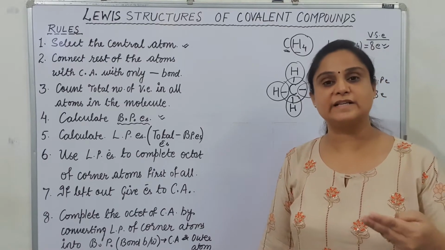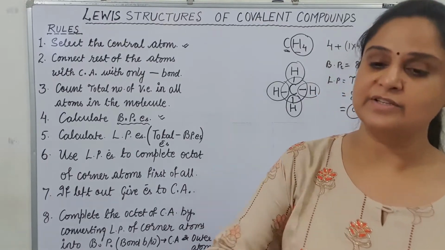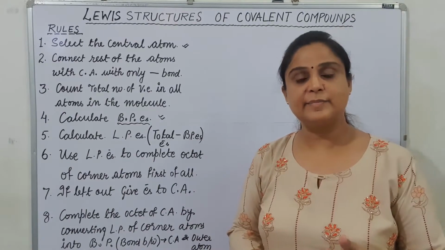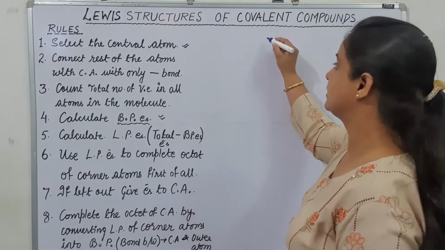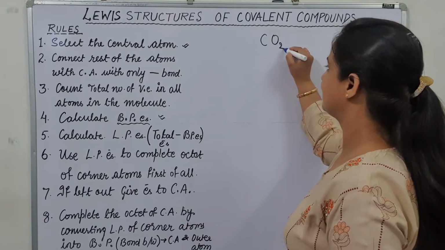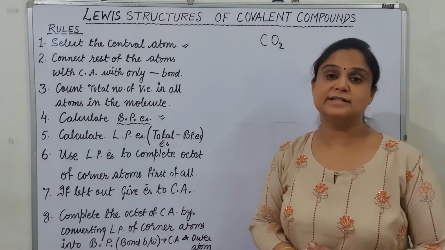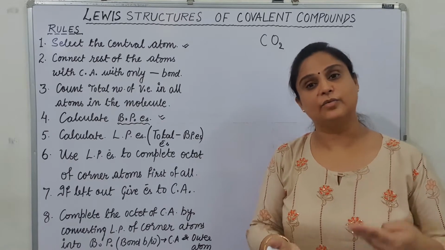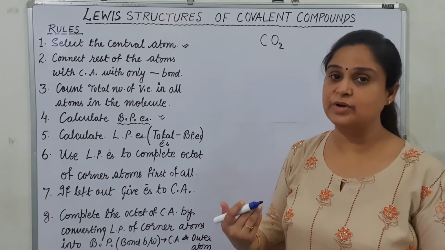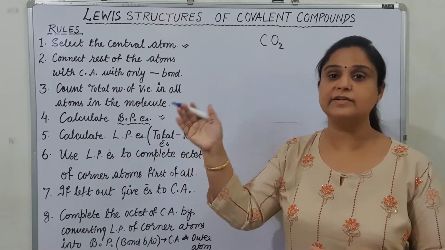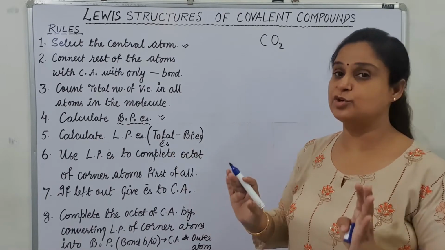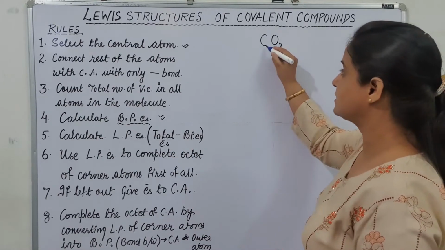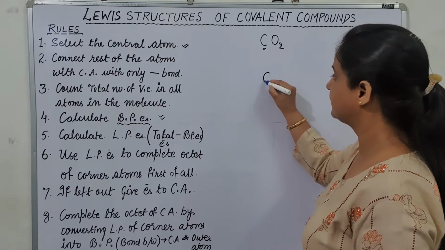Let's go for the next one, which is somewhat difficult one. So let's take it. Next example I am taking carbon dioxide. So here it is your next example. Okay, so select the central atom here. We can see there oxygens are 2, carbon is 1. On the other hand side, oxygen is more electronegative, carbon is less electronegative. On both the ways, carbon should be kept in between. So this is our central atom. I am writing it here, carbon.